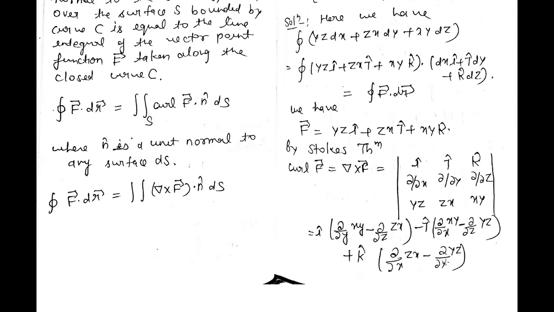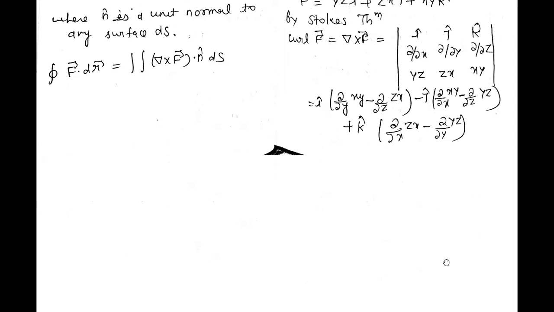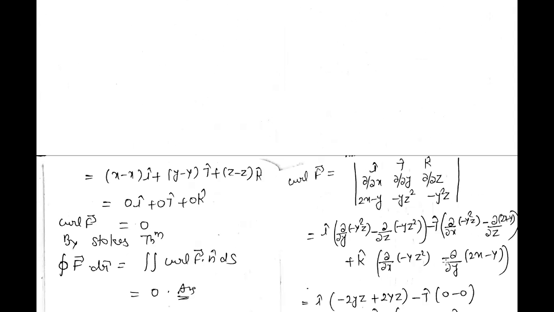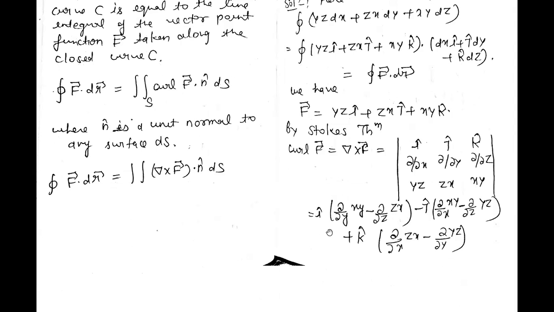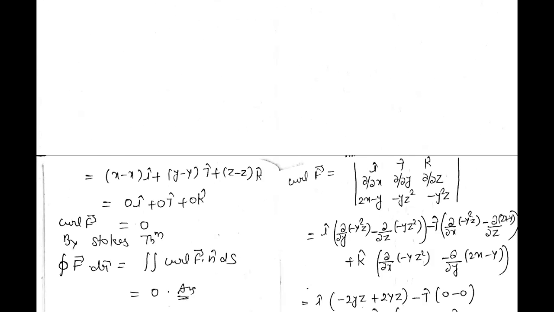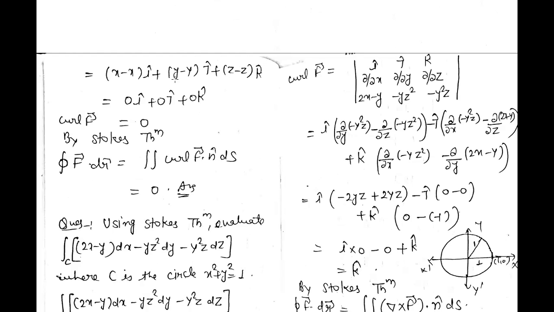Now after calculating, just differentiate. When you differentiate with respect to y, you will get x here. When you differentiate with respect to z, you will get x. So x minus x. Differentiate with respect to x, so y minus y, and differentiate with respect to z, so z minus z. So you will get your answer: x minus x i cap plus y minus y j cap plus z minus z k cap. Now you are getting your curl of f vector as 0.